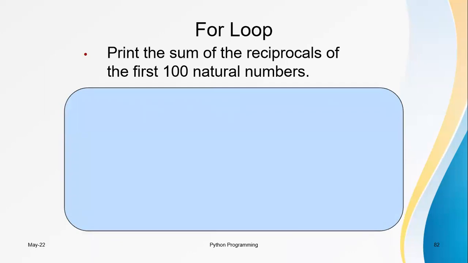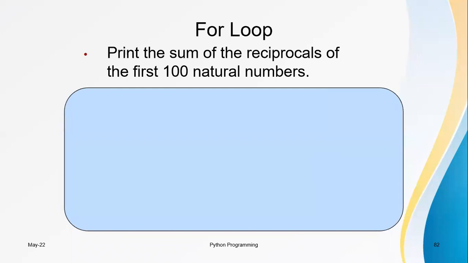Print the sum of the reciprocals of first 100 natural numbers. Wow. How will you write a code? Print the sum of reciprocals of first 100 natural numbers. Can you try yourself? I don't want exact code or pseudo code or something. I just want at least an algorithm.